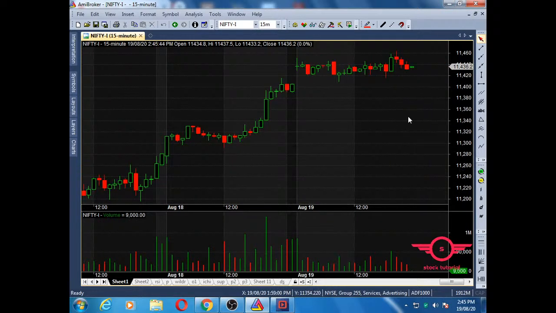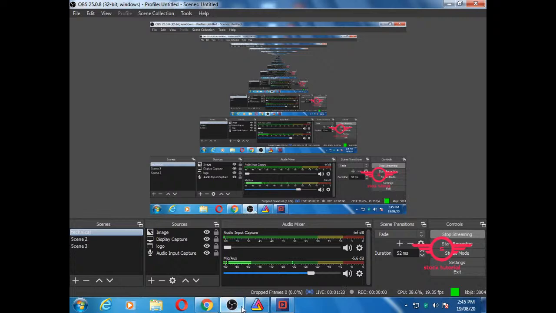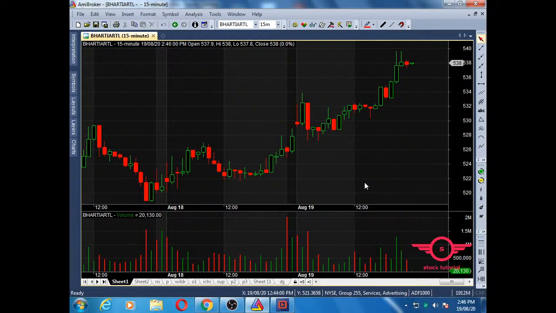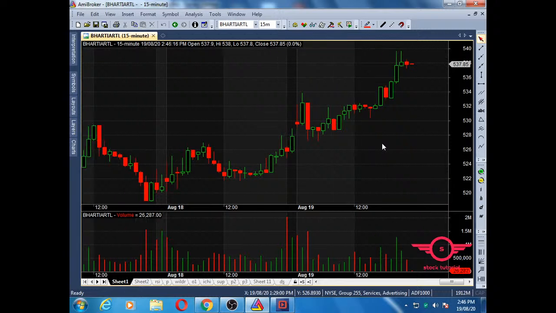Nifty is in range, along with Bharti Airtel. Bharti Airtel today is due to an inside bar in the EOD chart. If you have the EOD chart, today there is an AGR meeting. The Supreme Court will hear the telecom issue.